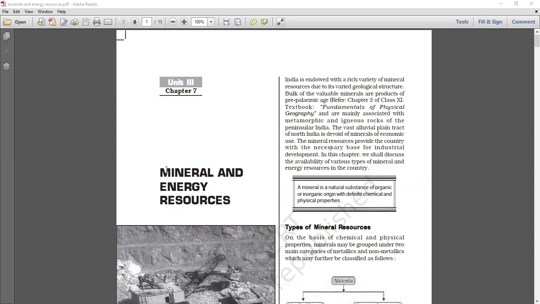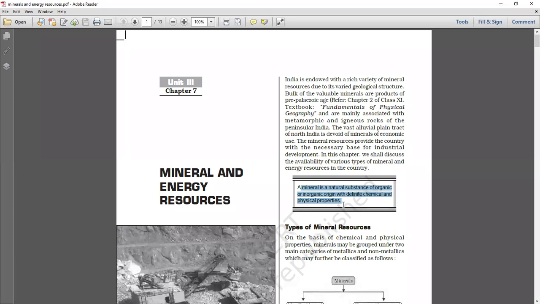And what do we understand by mineral? Mineral, as we all know, is a natural substance. The definition here is given in the box. A mineral is a natural substance of organic and inorganic origin. What do you understand by organic origin? Organic minerals are those which are made up of organic matter of buried animals or plants. The examples are mineral fuels like coal and petroleum.